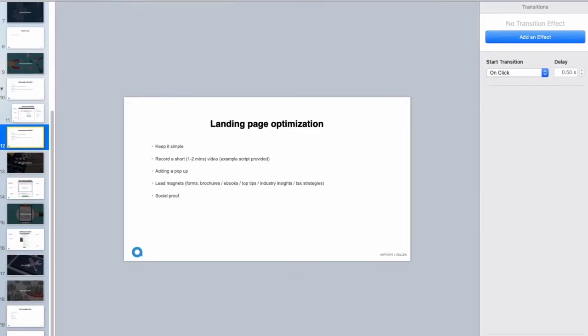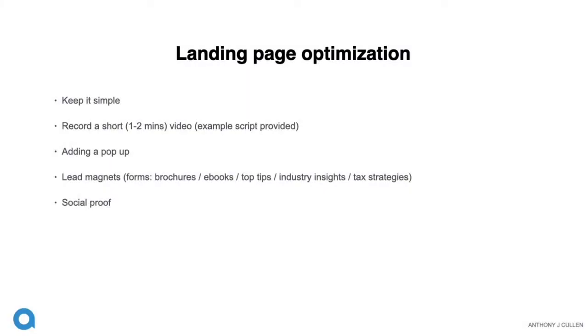Okay, back at the agenda, landing page optimization. We have looked at recording a short 1 to 2 minute video and went through an example script there for you to tweak to your own. We looked at adding a pop-up, and we looked at lead magnets and brochures, ebooks, top tips in the form of magazines and whatnot. In the setup sheet, we're actually going to show you how to do that, but here we just discussed why you would do it and the effectiveness of it if you want to just really try and drive more traffic and you have something of value that you think your audience would appreciate.